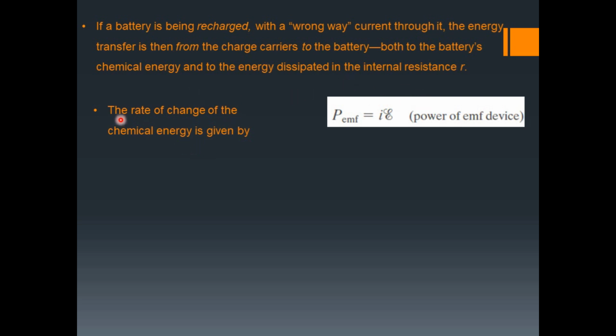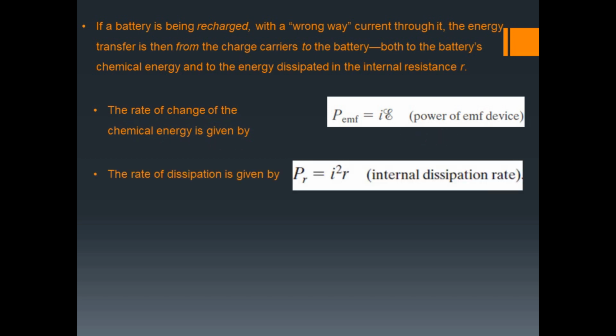So we can write the rate of change of the chemical energy is given by, we just derived this, and the rate of dissipation is given by, we have already derived this, the internal dissipation rate, and the rate at which the carriers supply energy is given by P is equal to IV. We just derived this now.